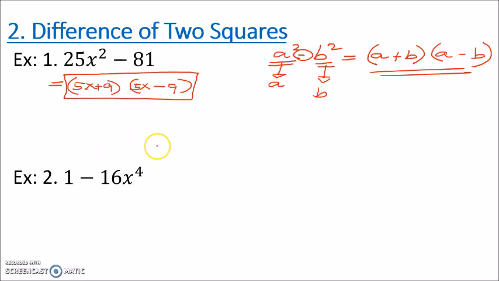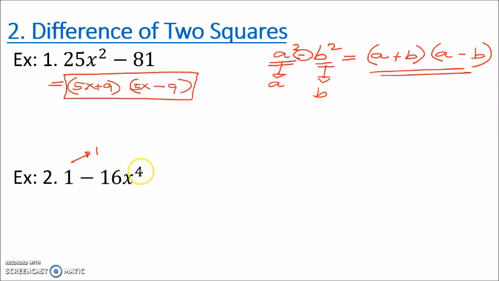Next example tayo. So, we have 1 minus 16x to the power of 4. Take note, 1 is a perfect square, kasi square root ng 1 is 1. Okay? And this is minus, so pasok ang operation. 16 is a perfect square, that's 4. Square root ng 16 ay 4. And x to the power of 4 is also a perfect square kasi ang square root niyan is x to the power of 2.